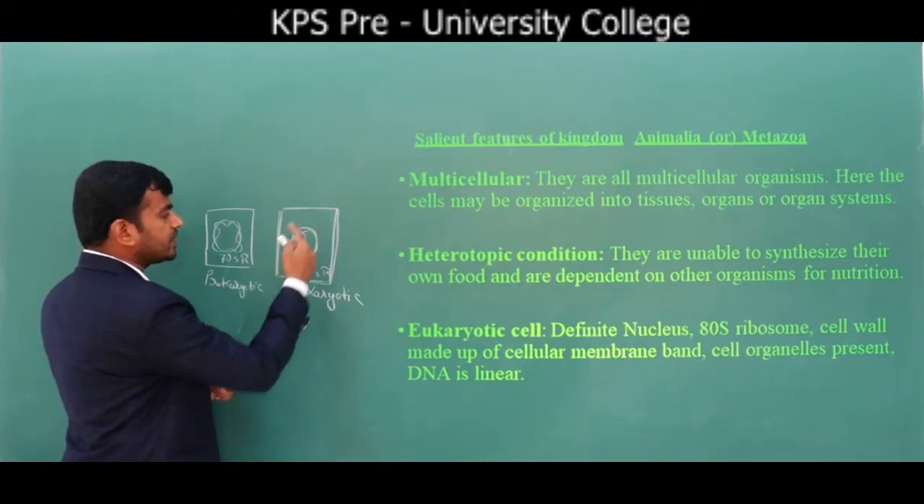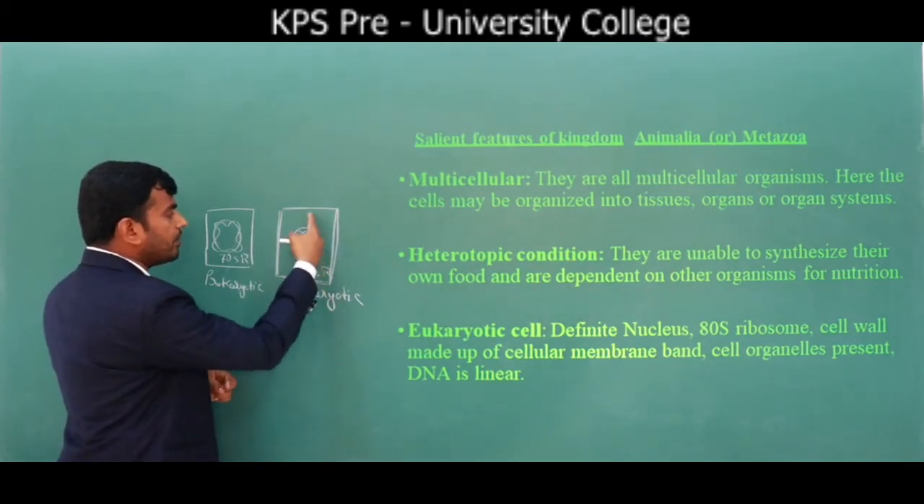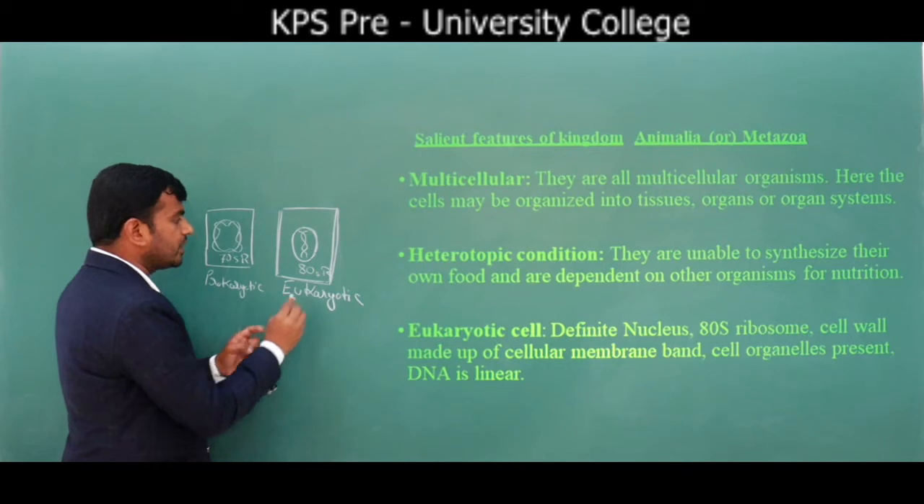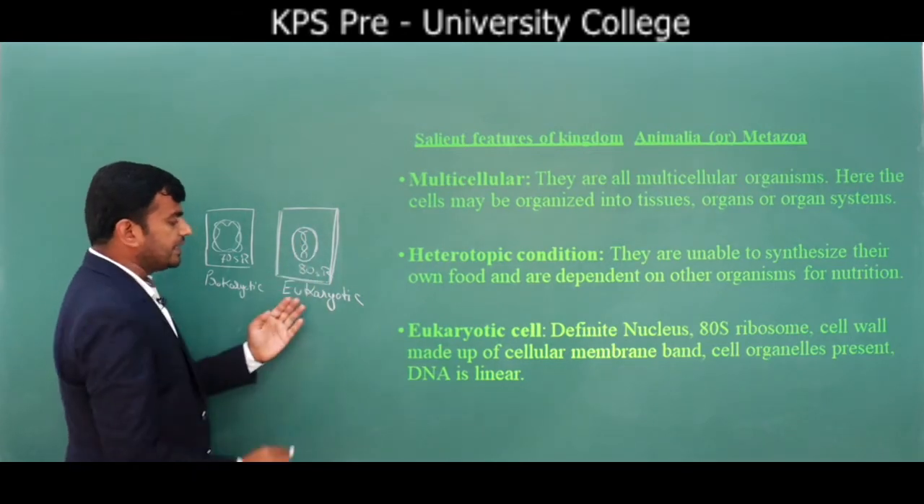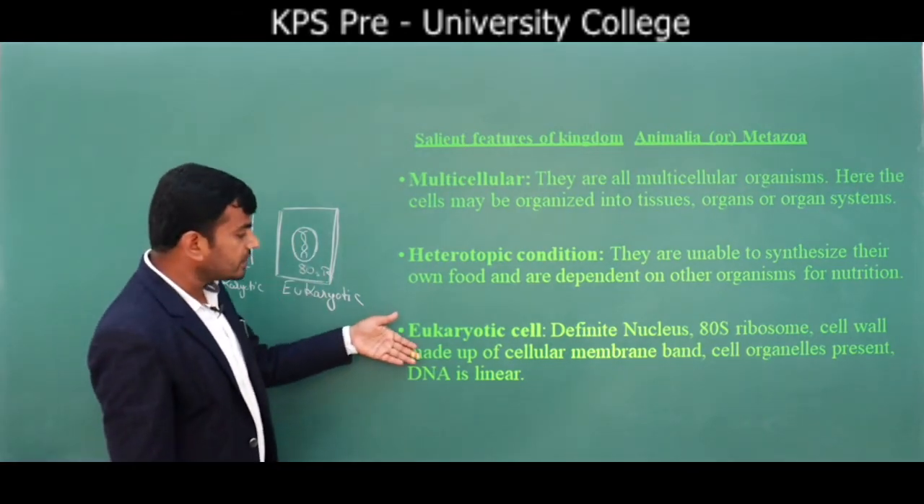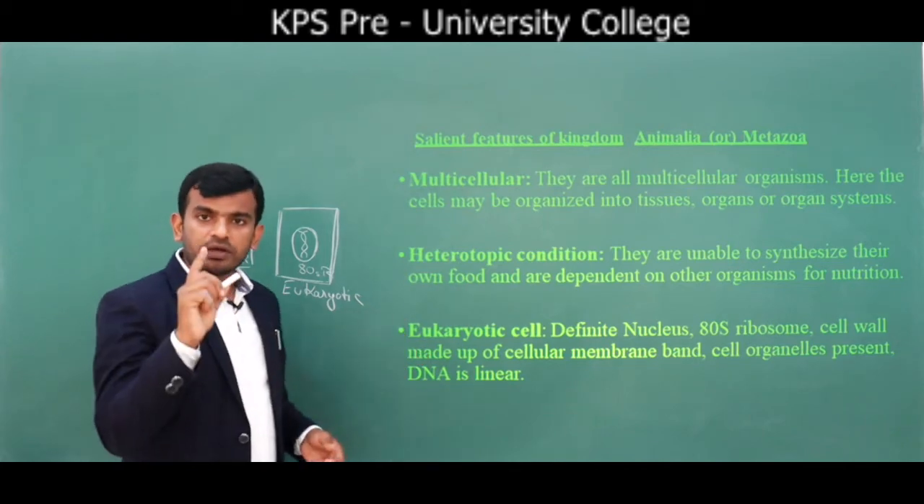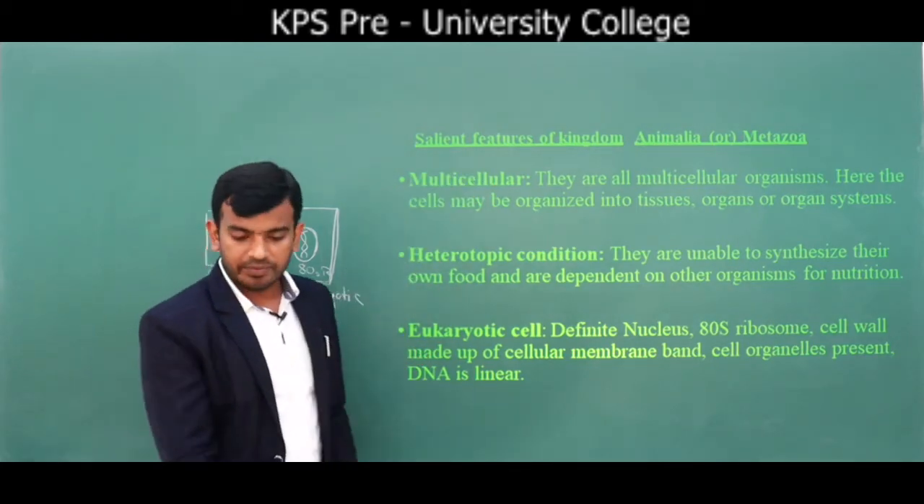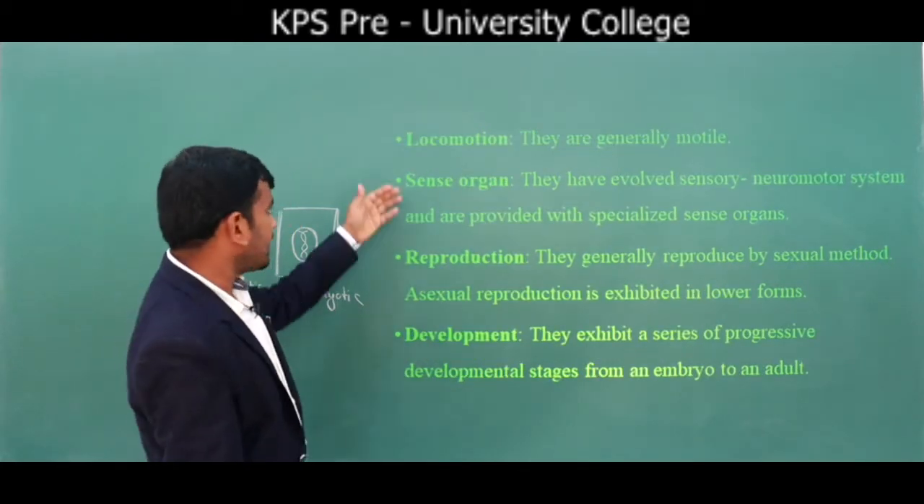Plasma membrane you can see. Membrane bound cell organelles are present, and DNA is linear DNA you can see. And this eukaryotic cell is one of the features of kingdom Animalia. Let's see the next slide.